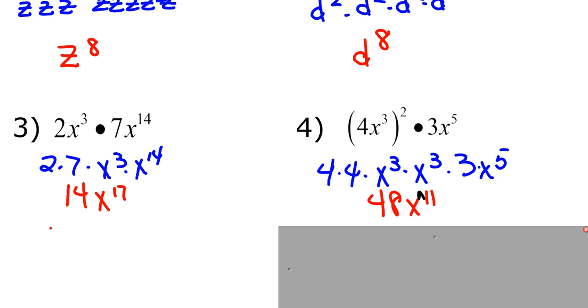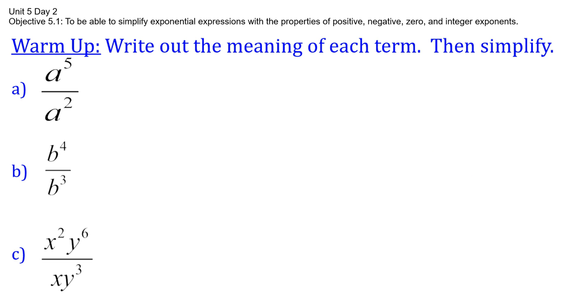So let's continue thinking about the meanings of exponents and try simplifying some more expressions. So here we have a to the 5th divided by a to the 2nd. Well, what does that mean? A to the 5th means we have 5 a's being multiplied together, and a to the 2nd means we have 2 a's being multiplied together. So let's write those out.